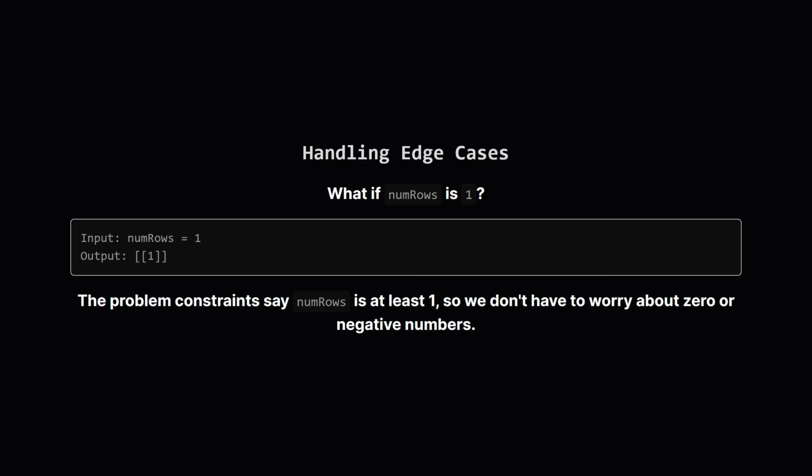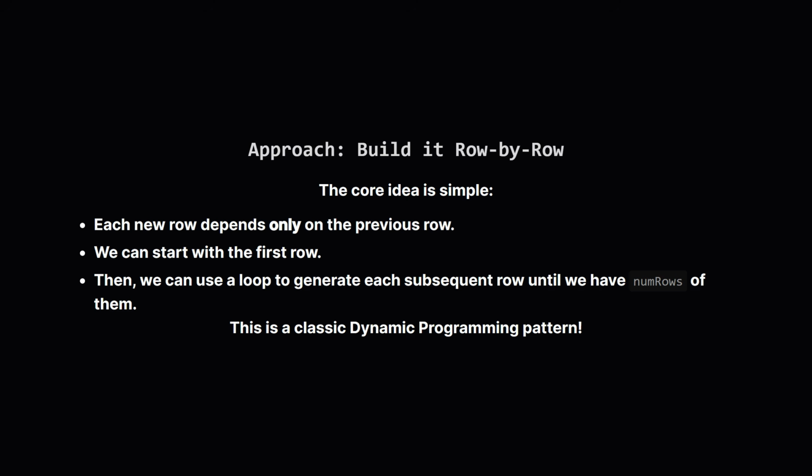Let's think about the simplest case. If the input for numRows is just 1, what's the output? Well, it's just the very first row of the triangle. So we return a list that contains a single list, with the number 1 inside. The constraints tell us we'll always get at least 1, so we don't need to handle 0 or negative inputs, which is nice.